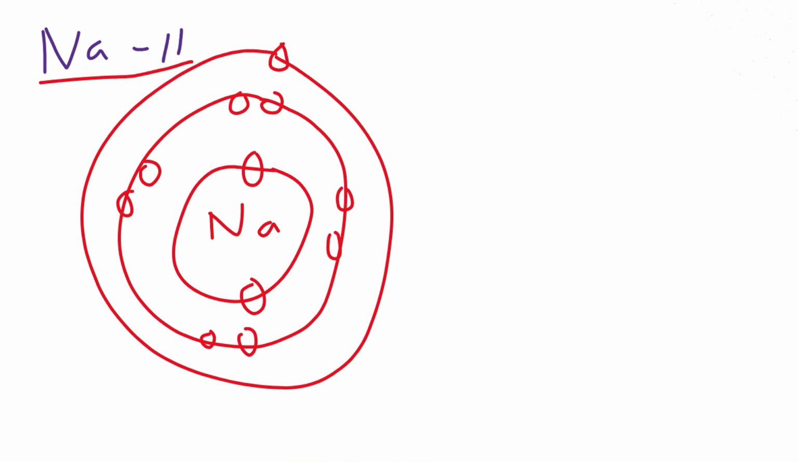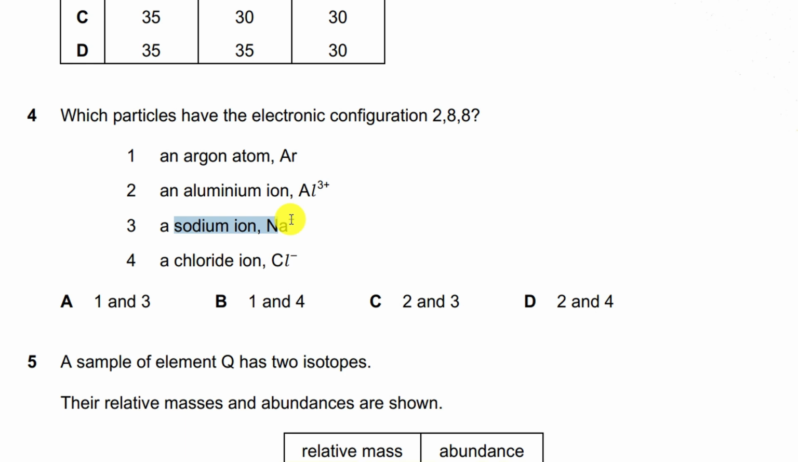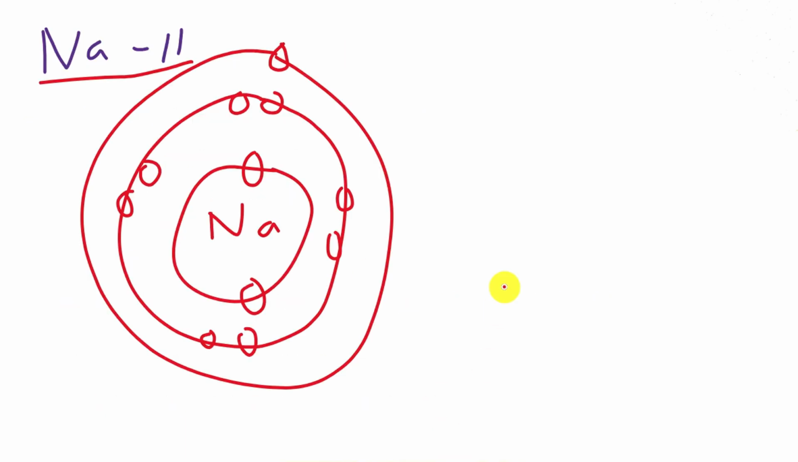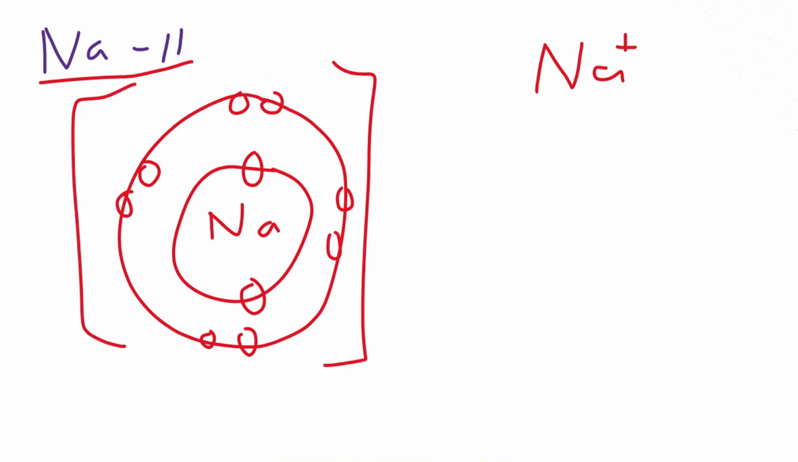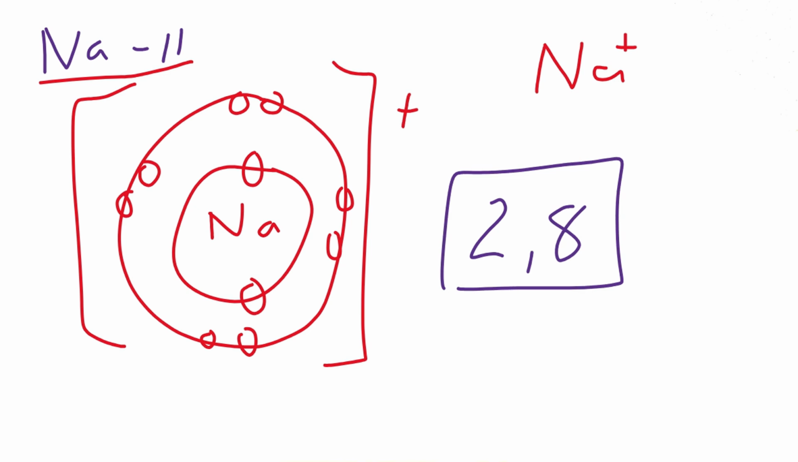However, this is not what we need. What we need, according to the question, is sodium plus. Sodium plus means sodium losing one electron from its shell. So as you can see, the last electron in the last shell can be easily removed. So let's remove this electron, and now we have sodium plus ion. So what is the electronic configuration of sodium plus? First shell has 2 electrons and the second shell has 8 electrons.